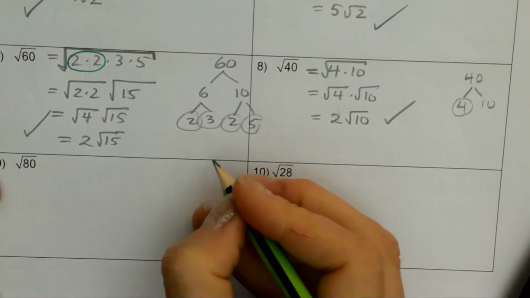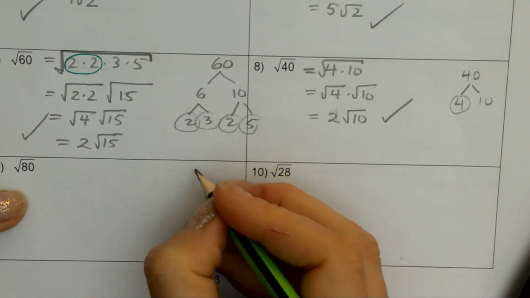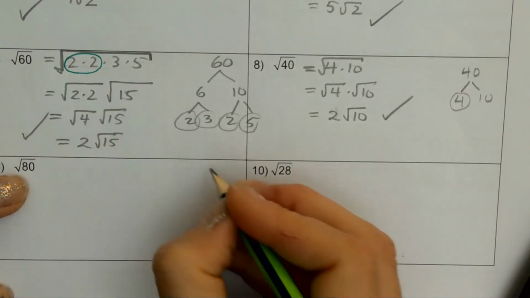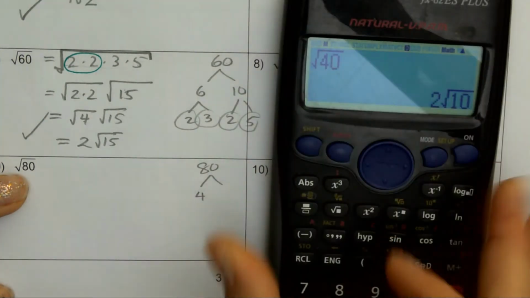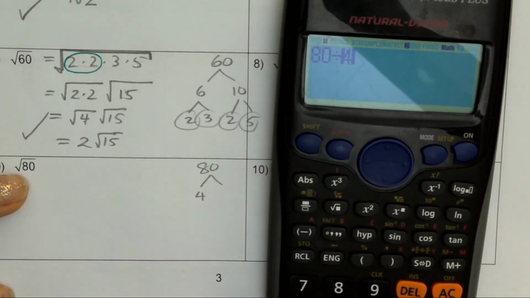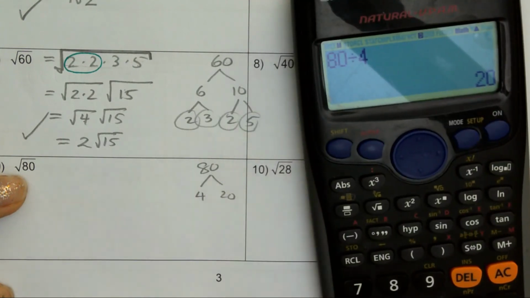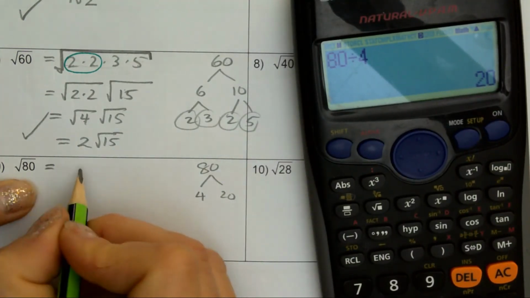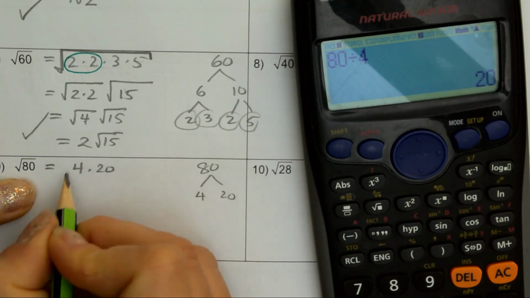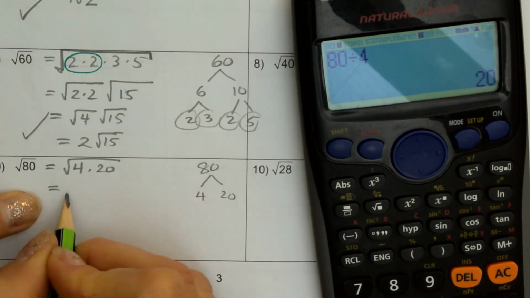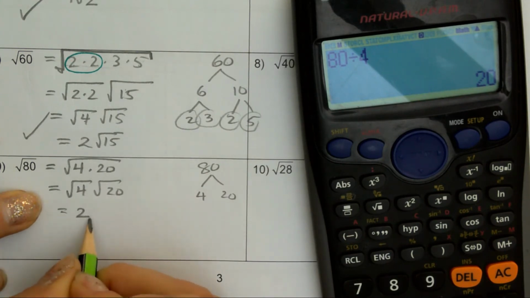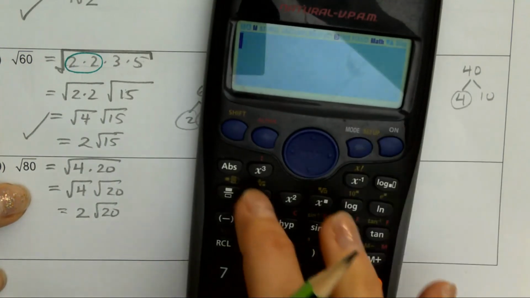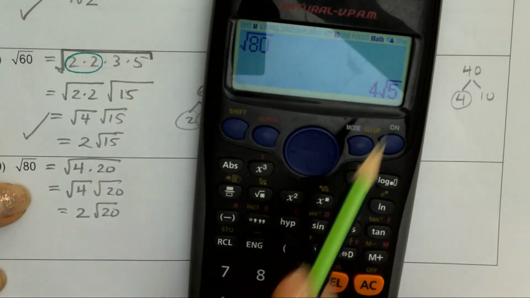80. Oh, there's a 4 hiding in here. I can go 80 is equal to 4 times, I don't know, 80 divided by 4, 20. So let's separate this out. 4 times 20. And I can separate it. That's 2 times 2 is 4, so it looks like this. Let's check. Ooh, it's not the same.